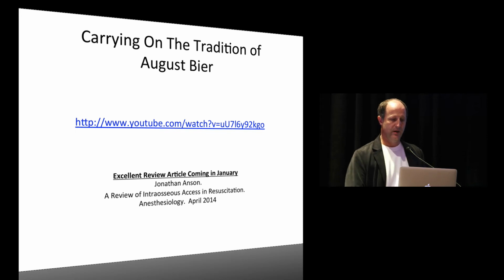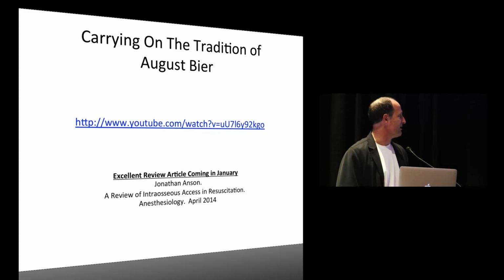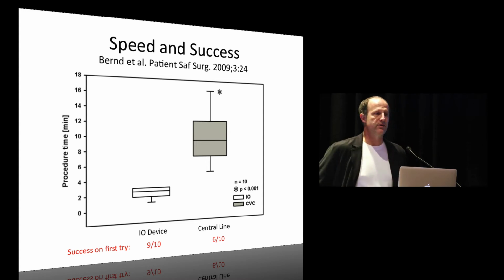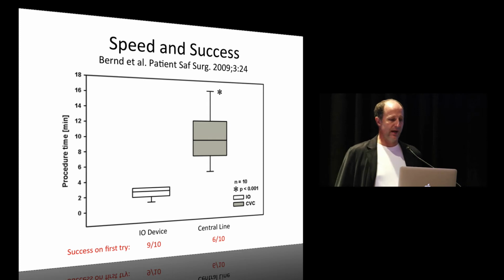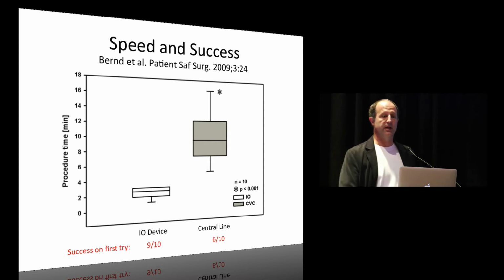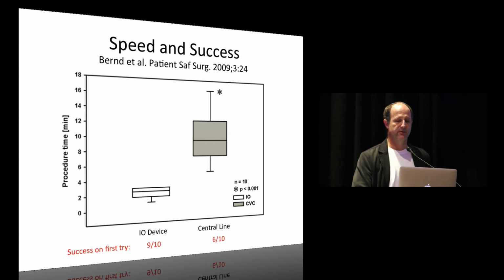Now, this is the kind of thing you really don't need numbers and data for, but they have it here. If you look at how quickly you can put an I/O device in on the left versus a central line, you can see you're a lot faster putting that in. And if you have that available on your unit, you could get a case going very quickly. Also, the success on the first try, 9 out of 10 with the I/O device versus 6 out of 10 with the central line. So, it is a lot simpler and quicker way to get a case going using the intraosseous catheters.